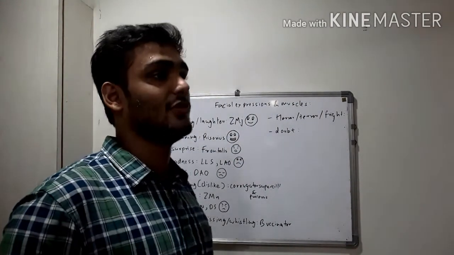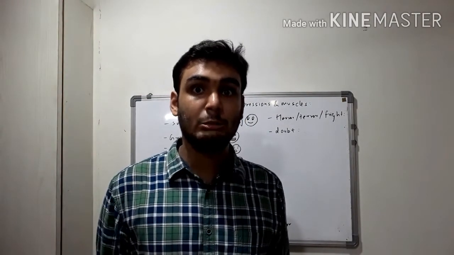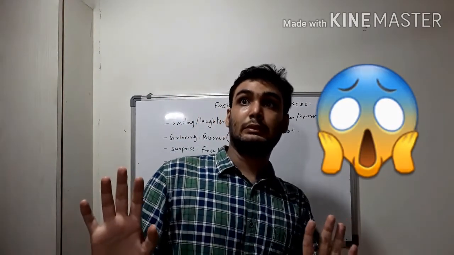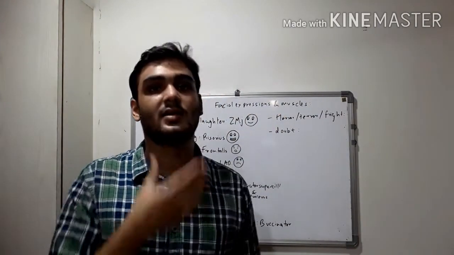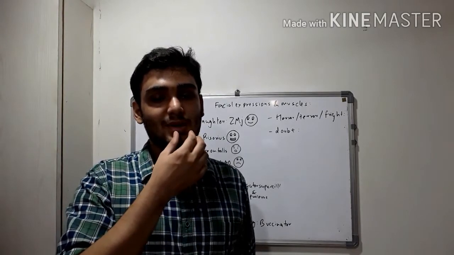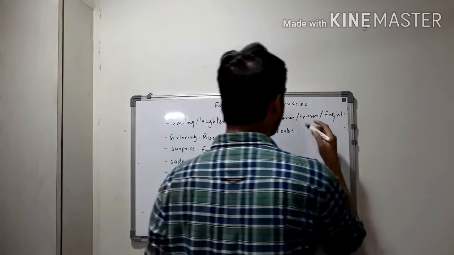Now if you are watching a horror movie, or maybe suddenly a dinosaur comes in front of you, what would be your reaction? So the neck is tensed, right? And the mandible and the lower lips are depressed. So that is the action of platysma. So platysma is the muscle of horror, terror or fright.